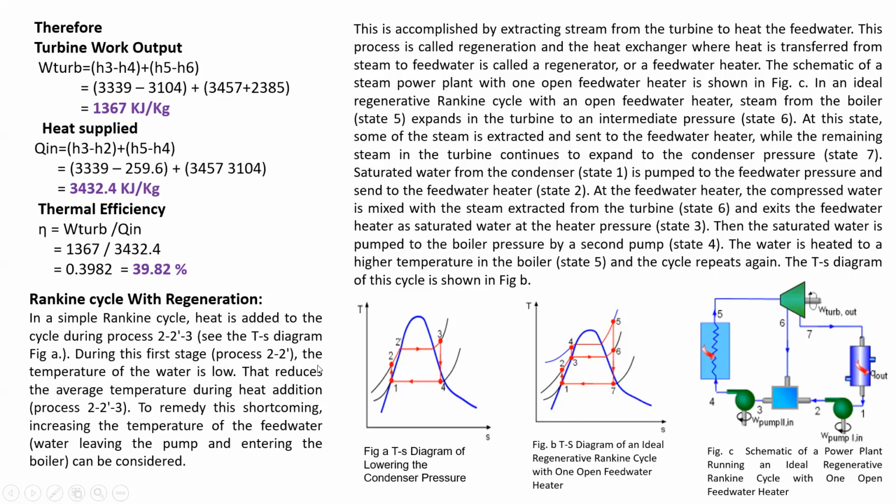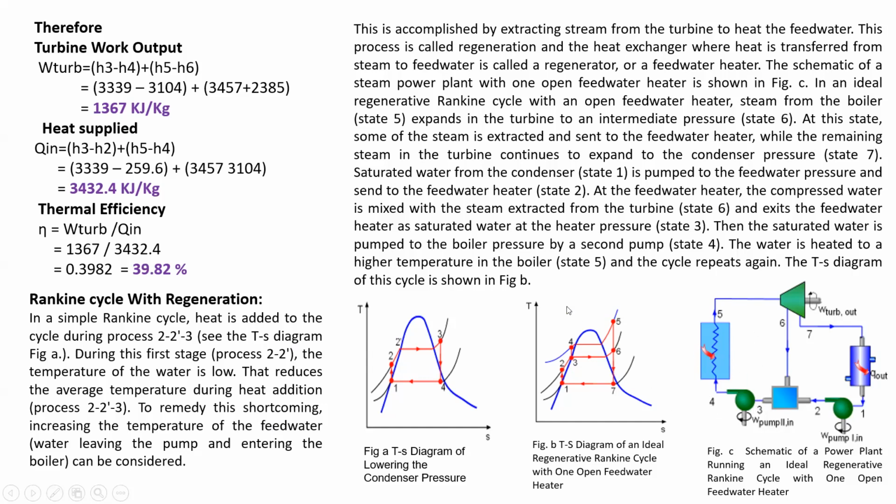During the first stage, the temperature of the water is low. That reduces the average temperature during the heat addition process. To remedy this shortcoming, increasing the temperature of feed water leaving the pump and entering the boiler can be considered. So in order to improve the condition of the water coming into the boiler, automatically more heat will be added in the boiler or with less fuel, and this can be used for regeneration of the steam.